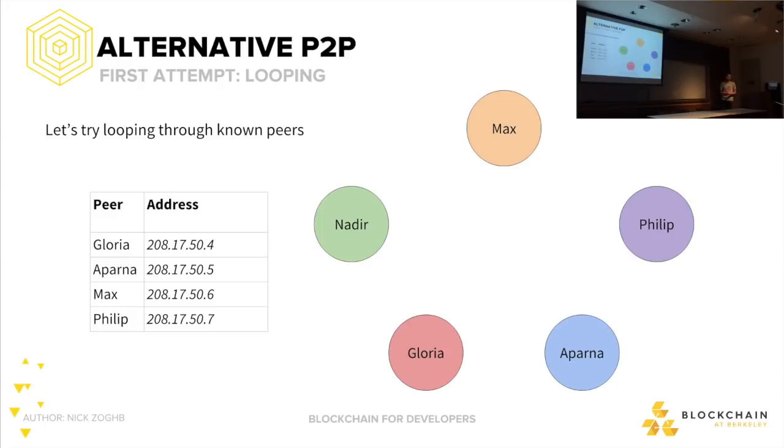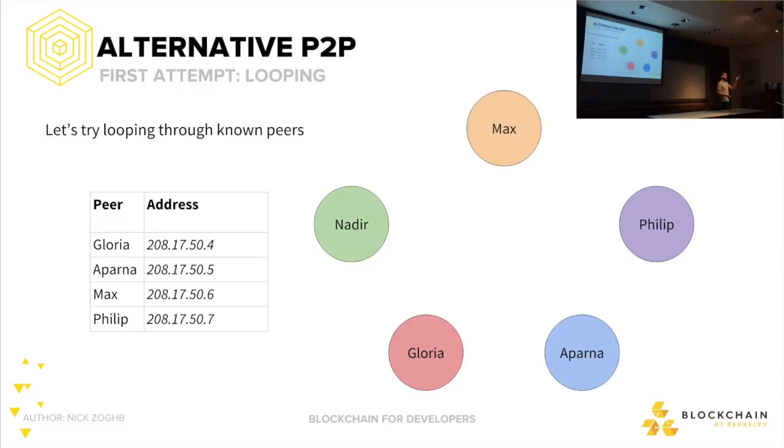So how does this model work? You have 5 peers on a network, and each of them has a table of known peers, right? So Nadir, again, we are first person Nadir throughout this whole lecture, has this list of Gloria, Aparna, Max, and Philip, and where to find them. And if he wants to look for a file, he doesn't need to go through any centralized entity. Just ask them directly. Fantastic, right? Problem solved.